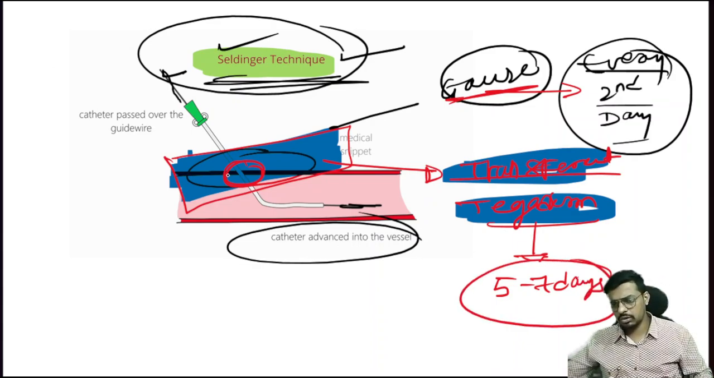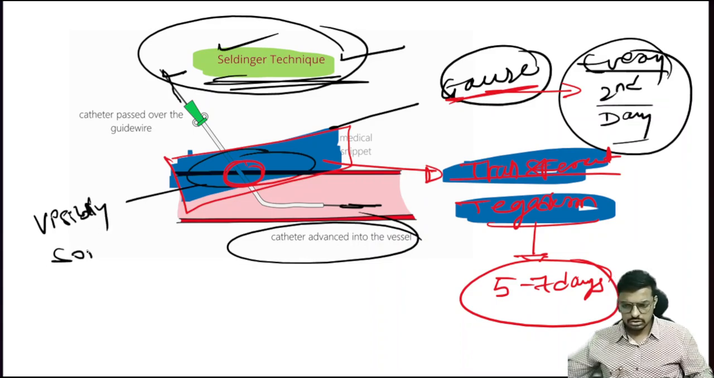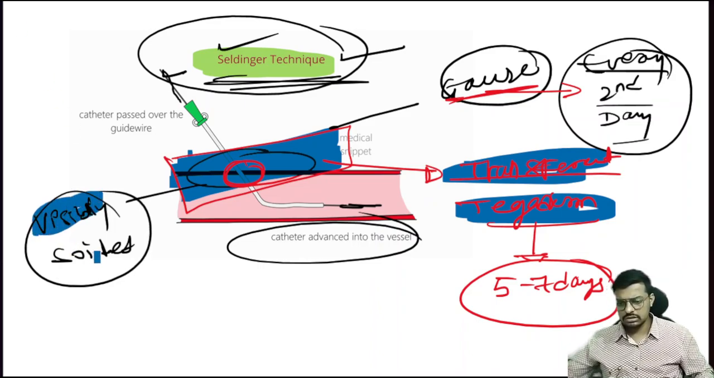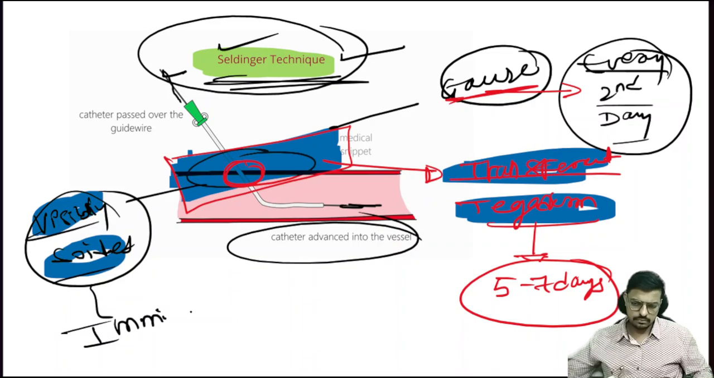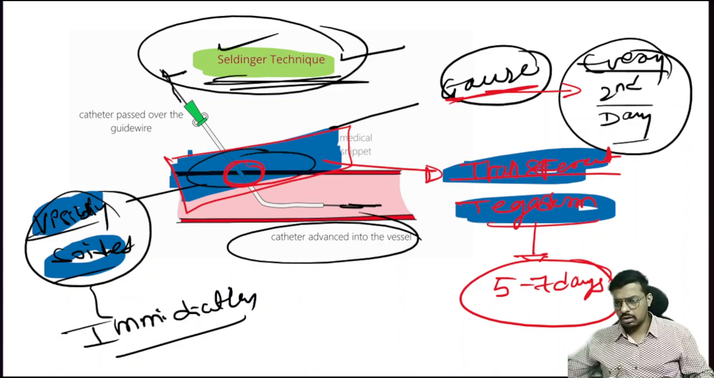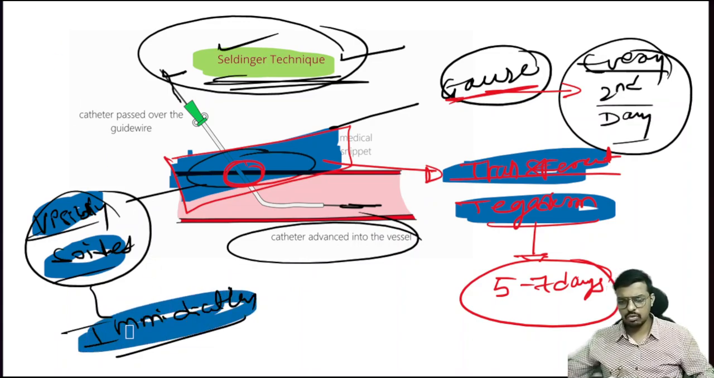So then again one more thing came. If the dressing is visibly soiled, change the dressing immediately. Okay, so we have discussed the most important changing of the dressing, the golden points.